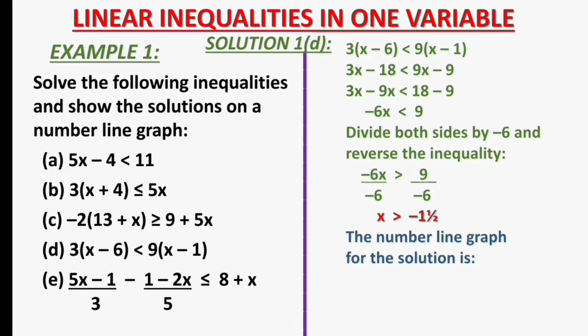The number line graph for the solution is as follows. The number line graph for the inequality x > -1.5 involves an empty ring on the point -1.5 and an arrow pointing to the right on the line x.